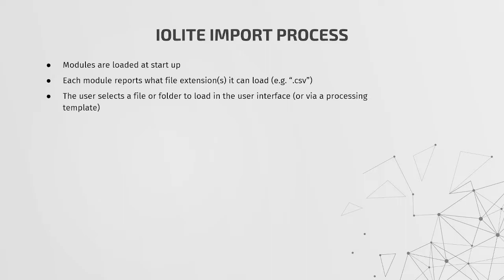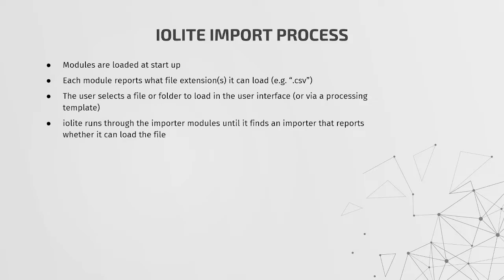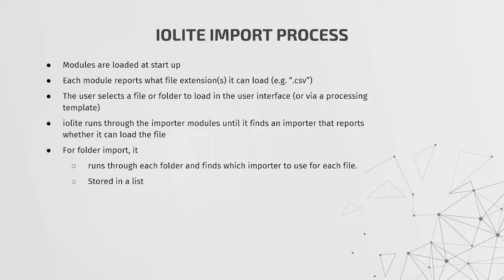Then the user selects a particular file or a folder using the user interface. Iolite runs through all the importer modules and tests them to see if they can load that particular file. If you're loading a folder, it will run through all the files in that folder and keep a list for each file of which importer can be used. Once it's determined which importer can load a particular file, it calls that importer and loads the file at that point.